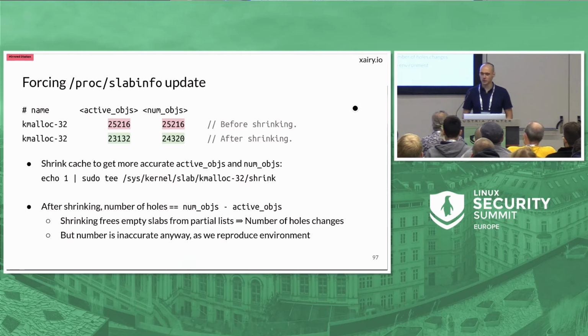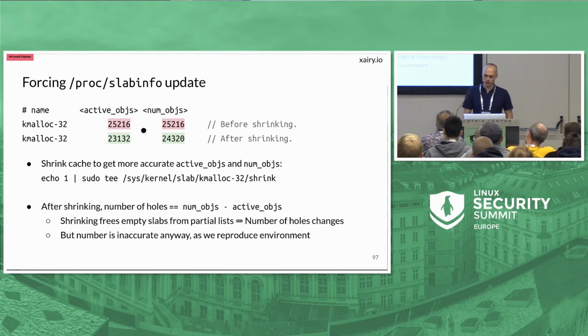There is a bit of a problem with using specifically this approach, because as a result of shrinking, the SLUB allocator will also free all of the fully free slabs that it has for this cache. So the number of holes is actually going to be different after the shrinking than before the shrinking. But this is still good enough to get some kind of an idea of how many holes you might have.